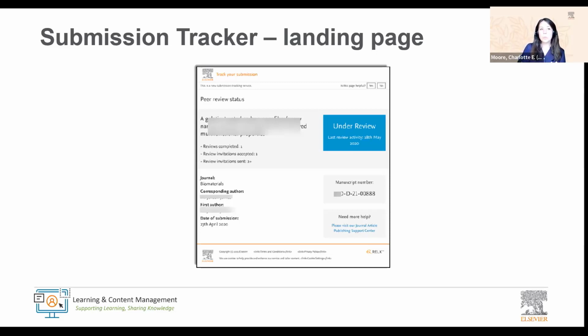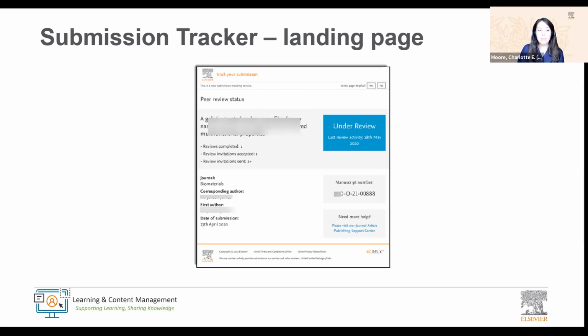So in Editorial Manager, where we looked earlier, the status would say under review, which doesn't give you much more information. But this Submission Tracker tool will give you more information. You might see that there are lots of review invitations sent, but only one has been accepted. So you'll know that we're waiting for those reviewers to accept their invitation.